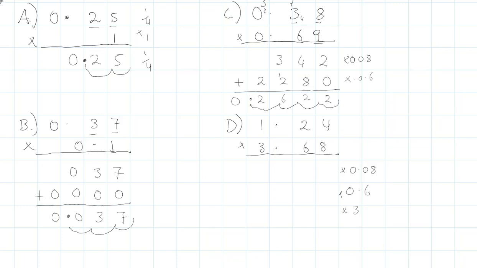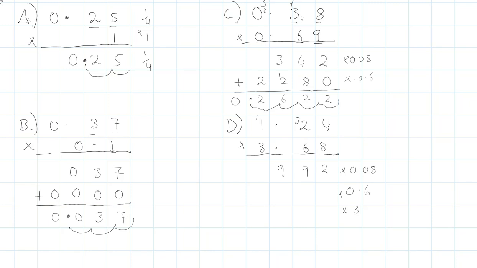Okay, so let's look across this. So we're going to multiply by 0.08 first. So 8 fours, that's 32. Put down your 2, carry your 3. 8 twos are 16, plus 3 is 19. Put down your 9 and carry your 1. 8 ones are 8, plus 1 is 9.